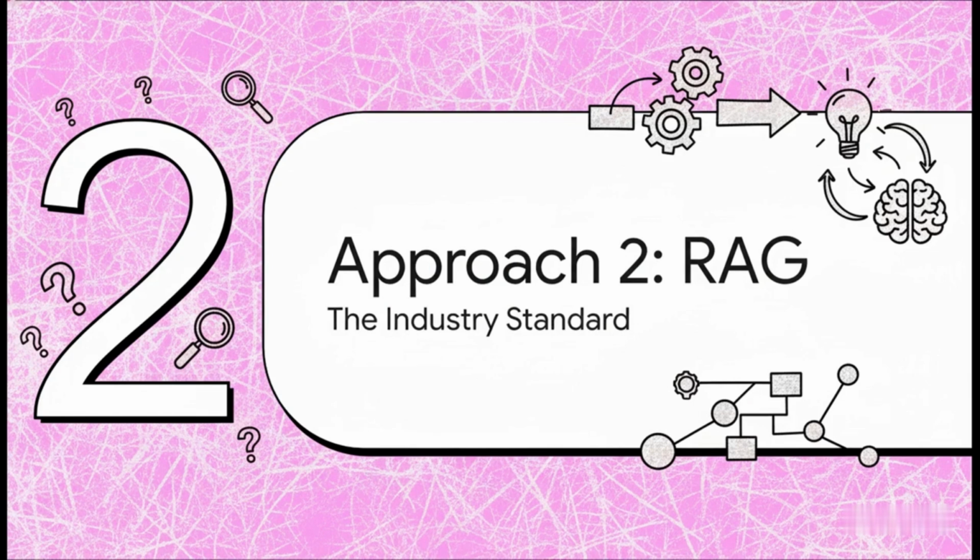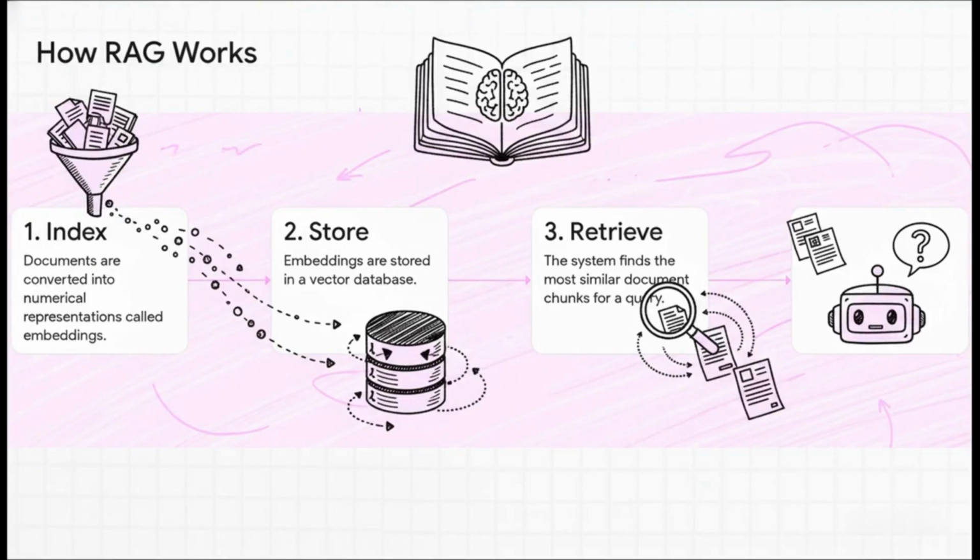Well, that brings us to the industry's favorite solution right now, a really clever technique called RAG, which stands for Retrieval Augmented Generation. The best way to think about RAG is like an open book test for the AI. First, you index your whole library of documents by turning them into these numerical vectors called embeddings. Then, when you ask a question, the system acts like a super fast librarian. It zips through the library, finds the most relevant pages, and gives just those little snippets to the model to help it form an answer.